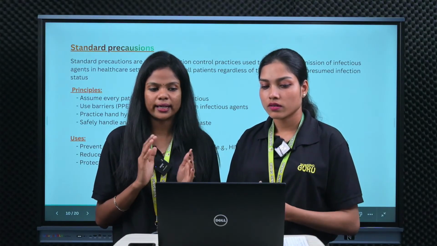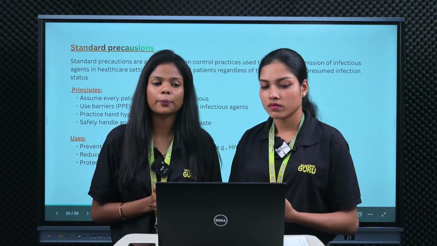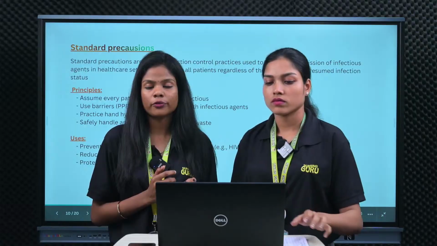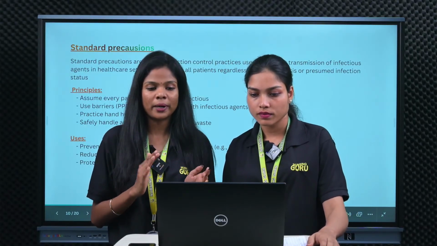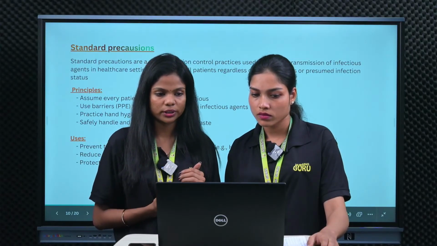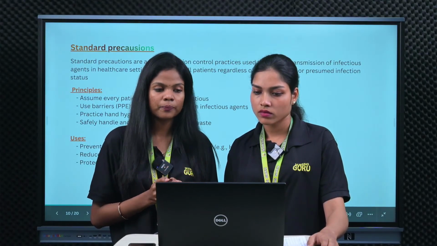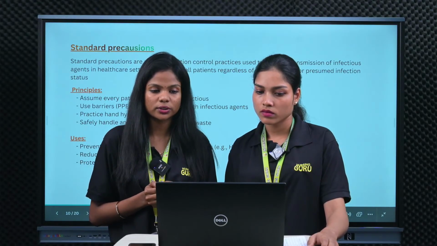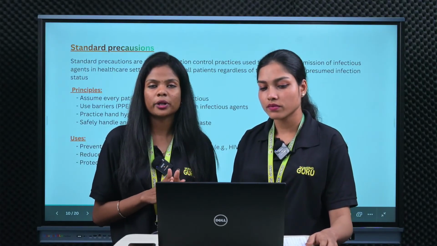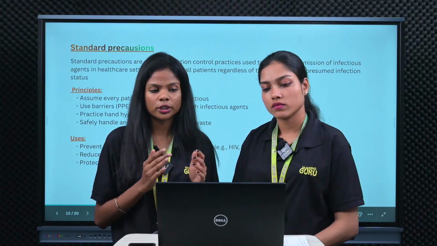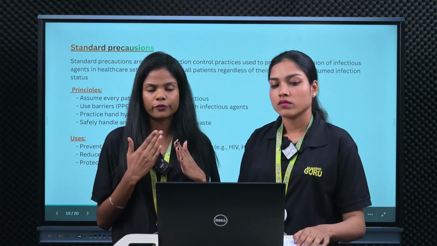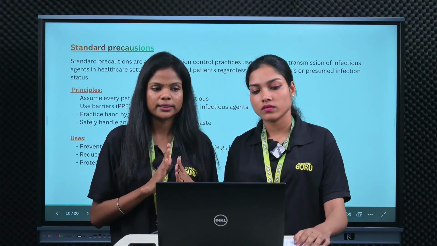The used sharps and waste are safely handled and disposed of according to the guidelines. The uses of standard precautions are to prevent transmission of bloodborne pathogens. It is used for the prevention of any bloodborne pathogens, for example HIV. Then reduce the risk of healthcare associated infections and protect health workers and patients. Standard precautions are used by healthcare workers and also for patients, to protect from the spreading of infection. These are the standard precautions.